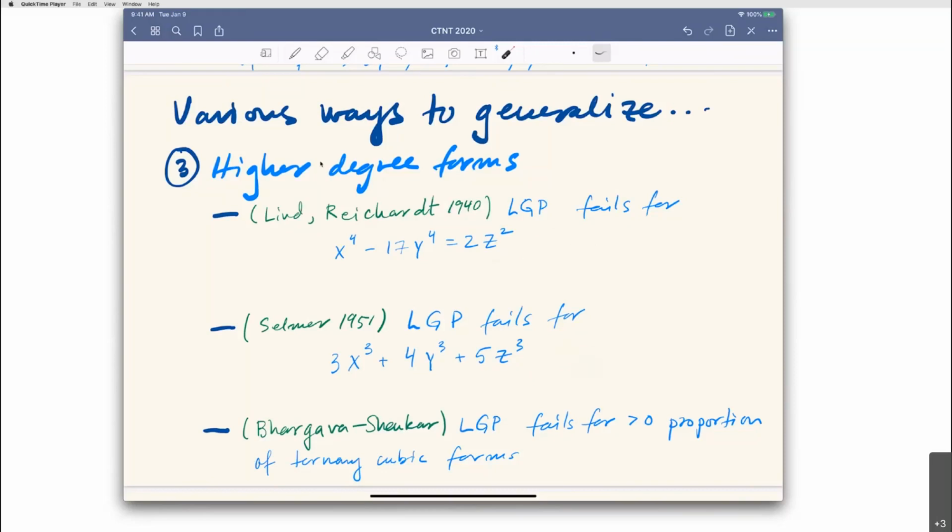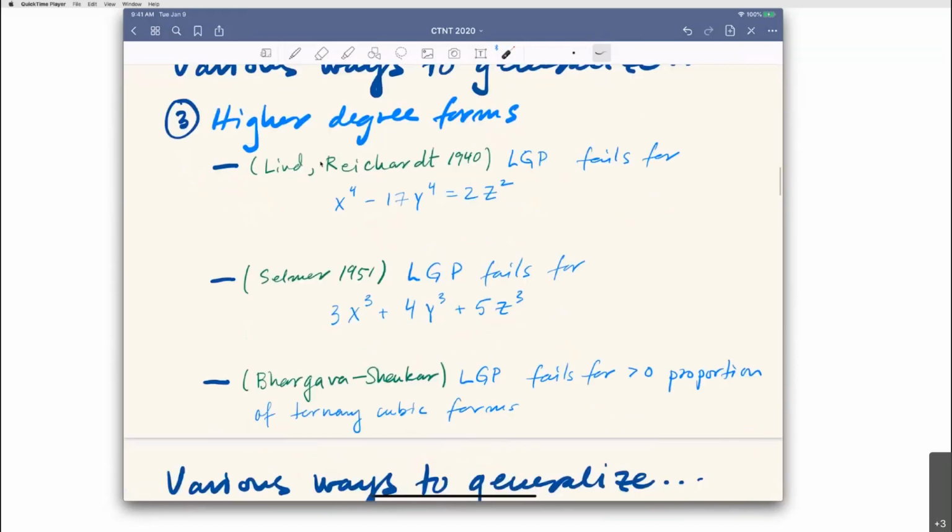And again, even earlier work of Bhargava and Shankar shows that this local-global principle for, say, cubic forms in 3 variables fails for a positive proportion of such forms. So these examples are out there. Once you go above forms of degree 2, in terms of degree or in terms of complexity of the field, these counterexamples start to pop up.